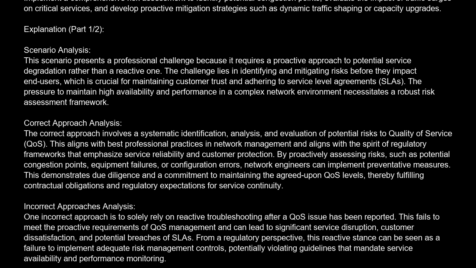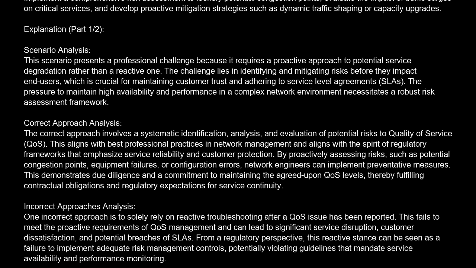Correct approach analysis. The correct approach involves a systematic identification, analysis, and evaluation of potential risks to quality of service (QoS). This aligns with best professional practices in network management and with the spirit of regulatory frameworks that emphasize service reliability and customer protection. By proactively assessing risks, such as potential congestion points, equipment failures, or configuration errors, network engineers can implement preventative measures. This demonstrates due diligence and a commitment to maintaining the agreed-upon QoS levels, thereby fulfilling contractual obligations and regulatory expectations for service continuity.